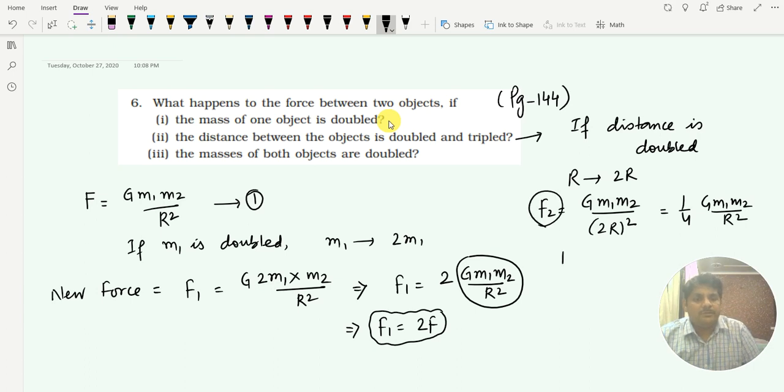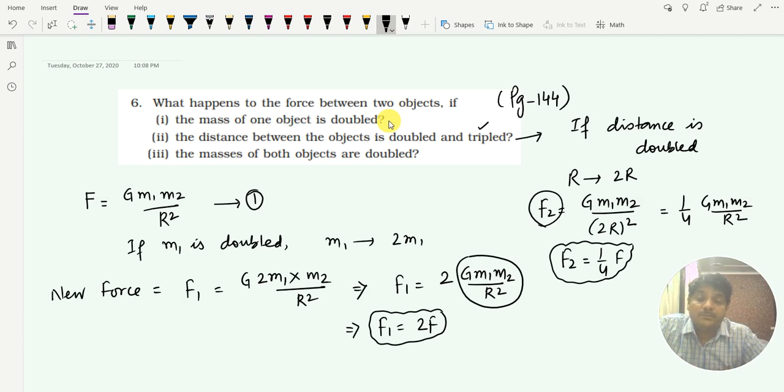So what is happening to F2? F2 becomes 1 by 4 F. Now this is the answer when the distance between them is doubled. We have discussed in Newton's law of gravitation that if you increase the distance between the objects, the force is going to reduce. So in the same way, you can do distance is tripled. If you triple the distance it would become 3r. So you would get the final force equal to 1 by 9 times.